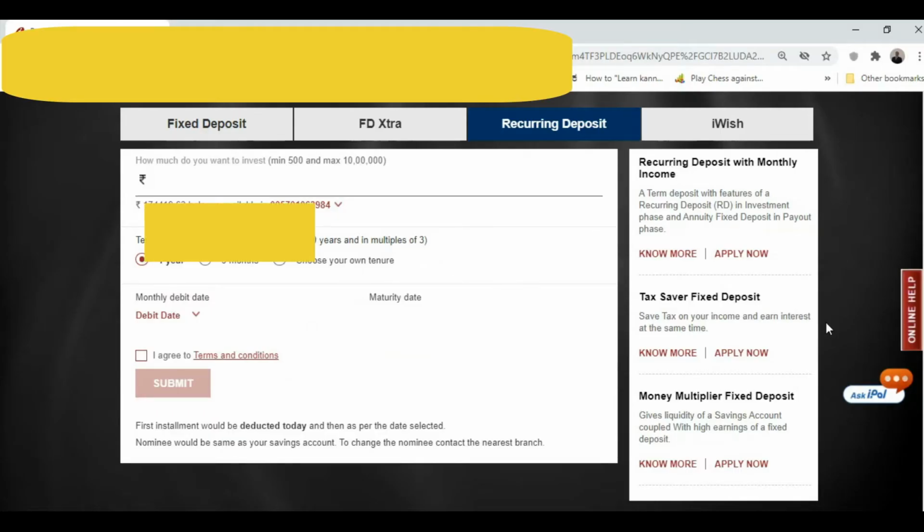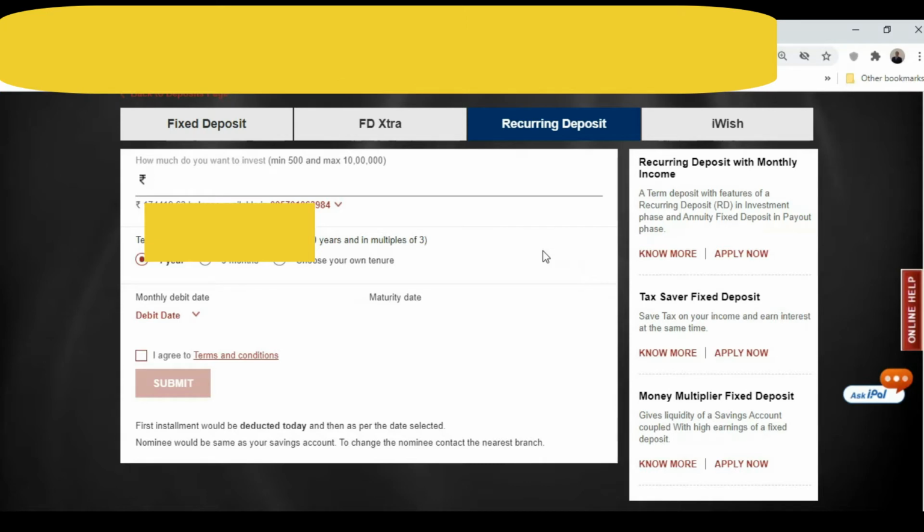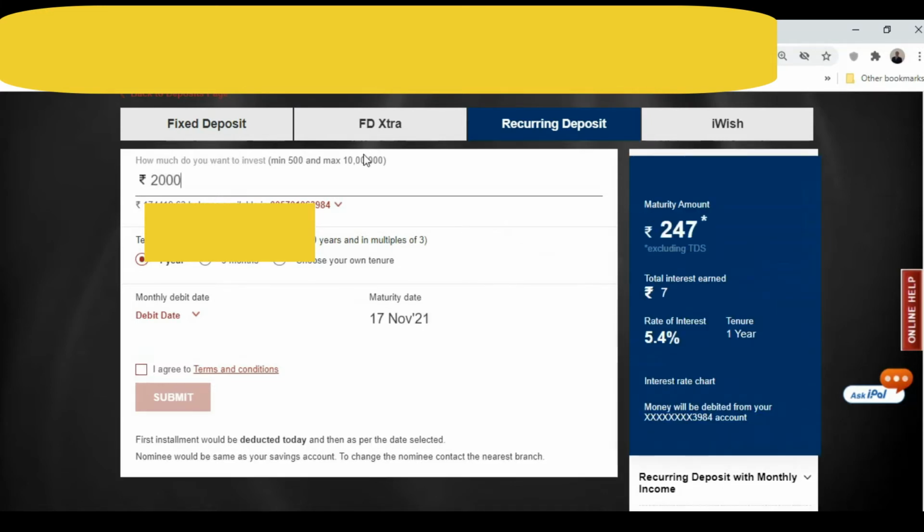Back on the bank's website. Now let us try and see how the calculation works out for a recurring deposit. I am indicating here that I shall be opening a recurring deposit of 20,000 rupees for a period of 1 year.